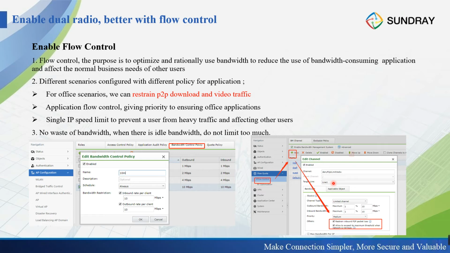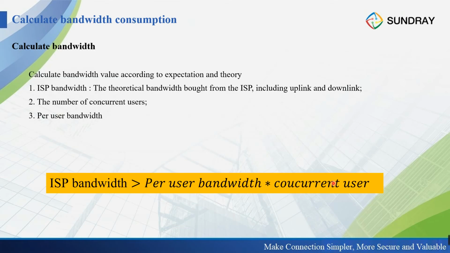It is recommended to enable the flow control. The flow control can be like bandwidth control based on each station, and also we can limit channels based on the application and the user group. So this one can help us better use the bandwidth that we have in our network.